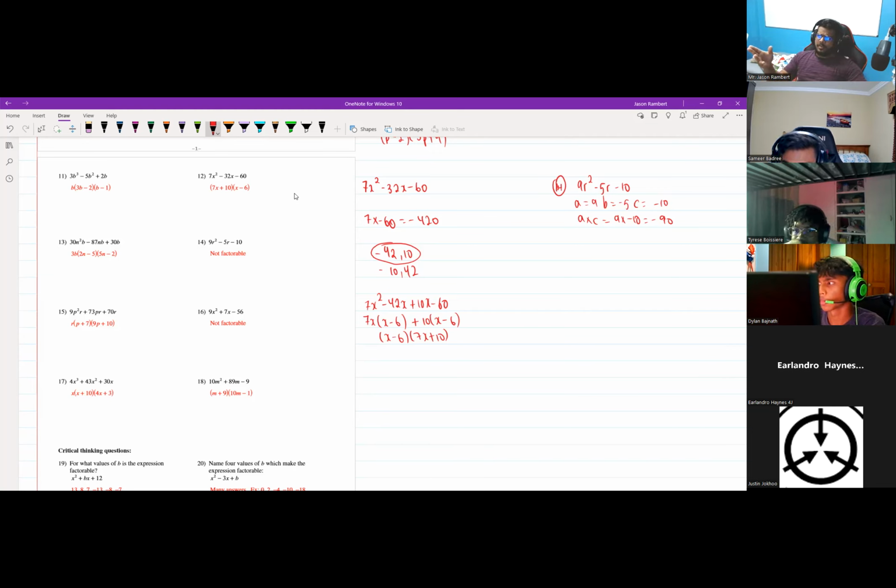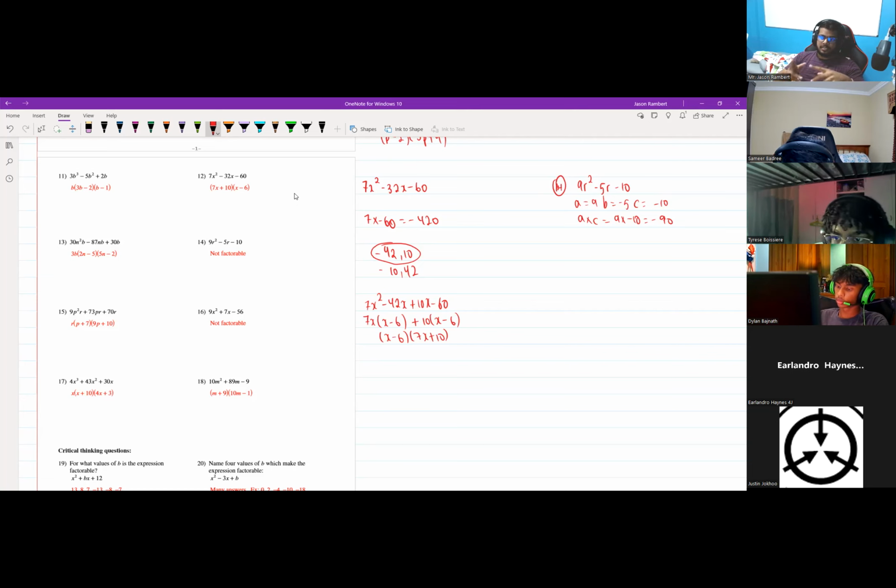Yes, but sir, if you look at the pairs of factors of negative 90, none of them will add up to give me minus 5. None of them. Once that happens, the quadratic cannot be factorized. All right, cannot be factorized. The same thing will happen for number 16. I will never find a pair of factors that will add up to give me 7. Never.